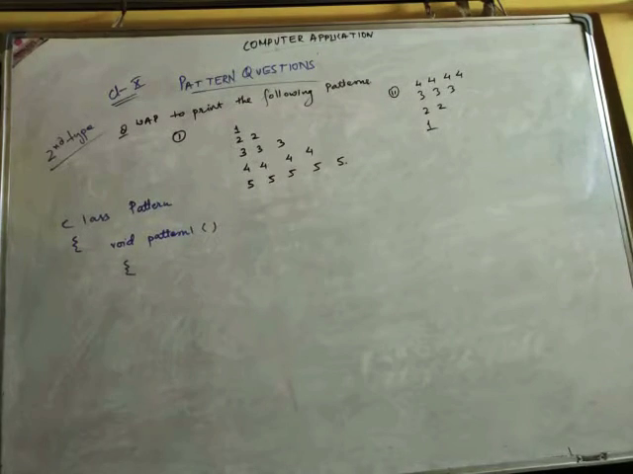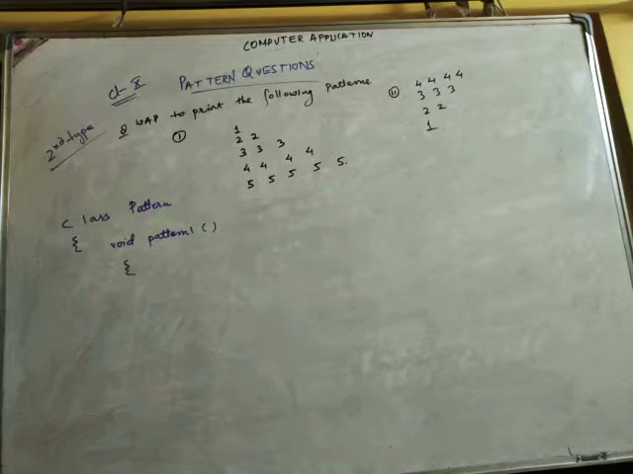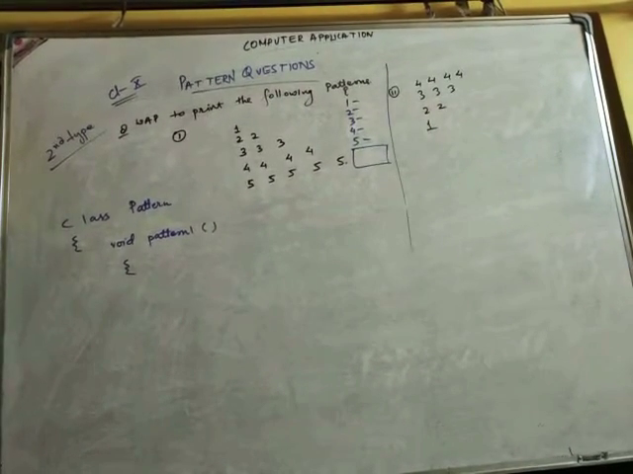So what are the values of I? They are the values in each line. In the first example we have the values 1, 2, 3, 4 and 5, so we'll write that. For the table, these are the values of I we have got. So the loop will start from 1 till 5.